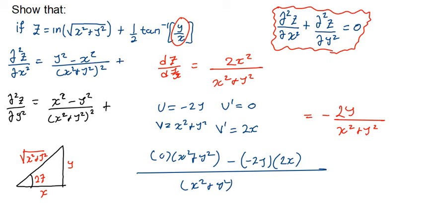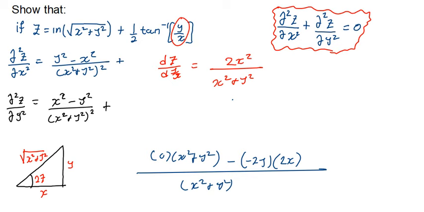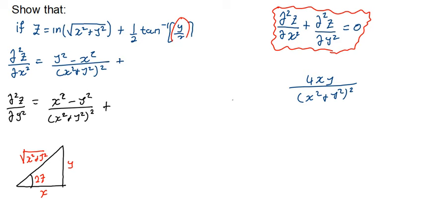So what do we end up having now? The second derivative, this will give us a zero, of course. That will give us a positive because we have two negatives multiplying each other. That would be 4xy or 4yx, it matters little anyway. So that'd be x squared plus y squared, all squared. So that's the second partial derivative with respect to x. So we can put it right here. I can say it's 4xy divided by x squared plus y squared, squared.